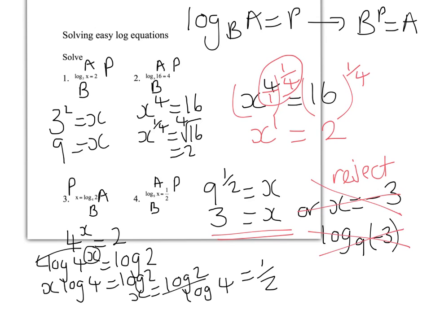Right, so all I've done is I've gone from log BAP into this form. You try 4 on the next page.